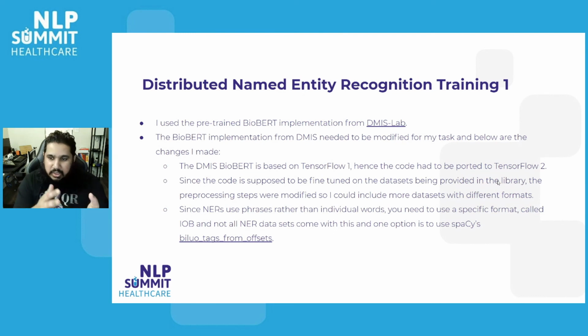And three, since named entity recognition uses phrases rather than individual words, you need to use a specific format called IOB. And not all named entity recognition data sets come with this. And one option is to use spaCy's biluo tags from offsets, which will help you convert those formats into the format that you need.